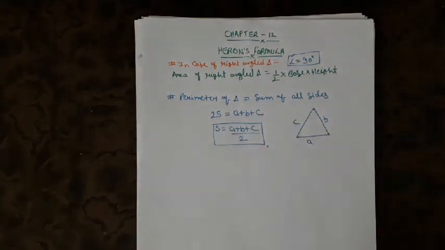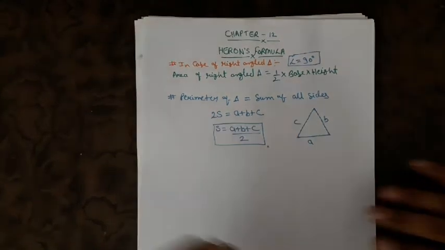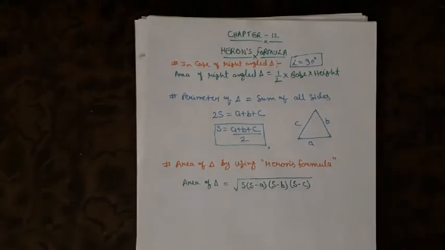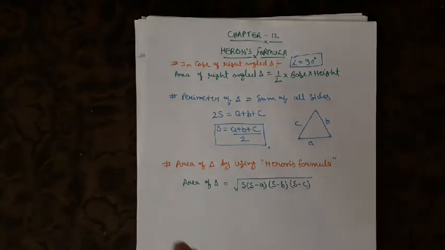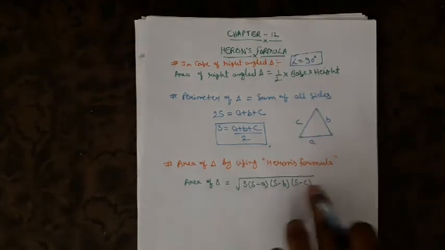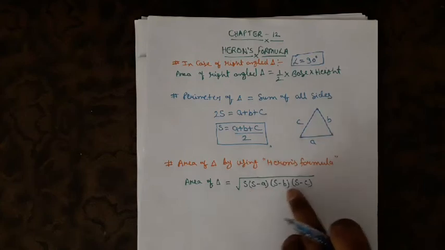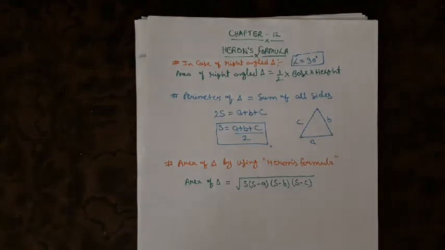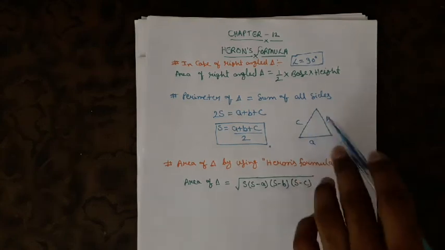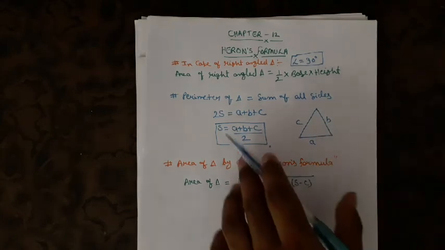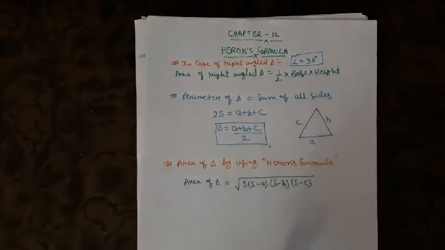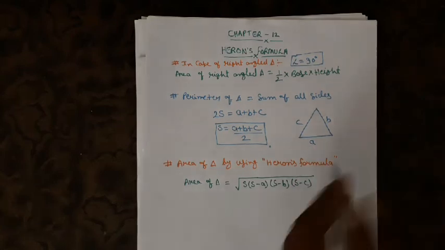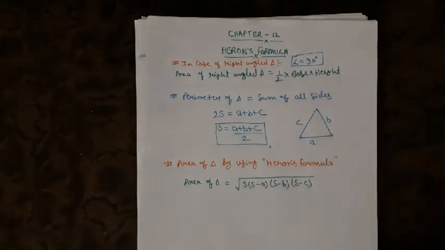Now the next thing, area of triangle by using Heron's formula. This is what we have to use in our chapter. So the area of triangle by using Heron's formula is the square root of s into s minus a into s minus b into s minus c. The measurements of the 3 sides a, b, c will be given, and first we find s by using the formula. After finding s, a, b, c are already given, then we'll put the values.